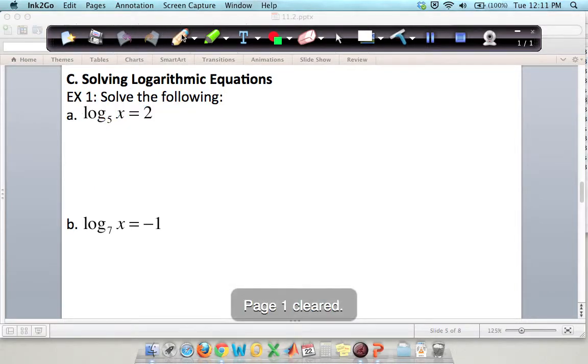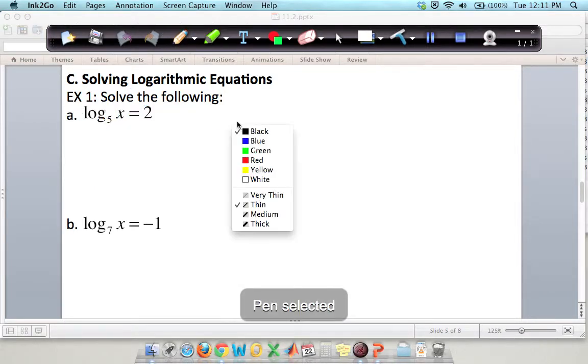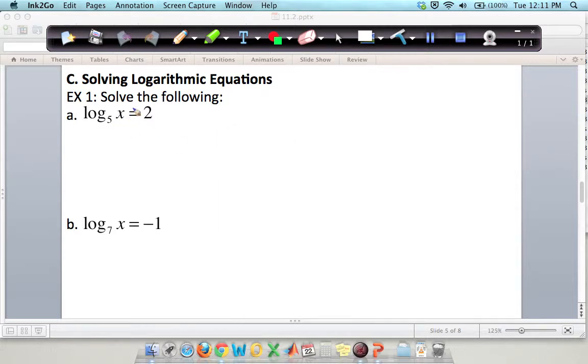Okay, so let's solve a couple of log equations. Log base 5 of x equals 2. In this case, when I go to solve, because the variable is part of this log, I can't solve like this. I have to rewrite this using that circle as an exponent. So this is equivalent to 5 squared equals x. And then I can just solve. That means x is 25.